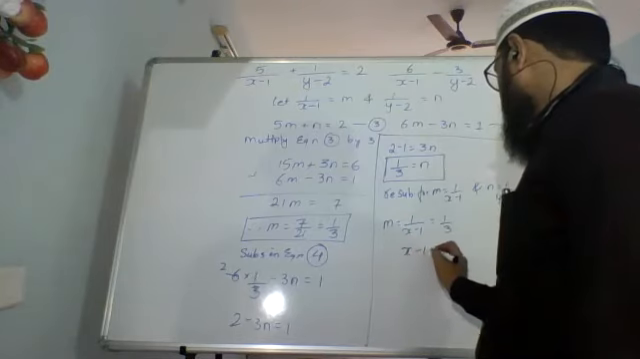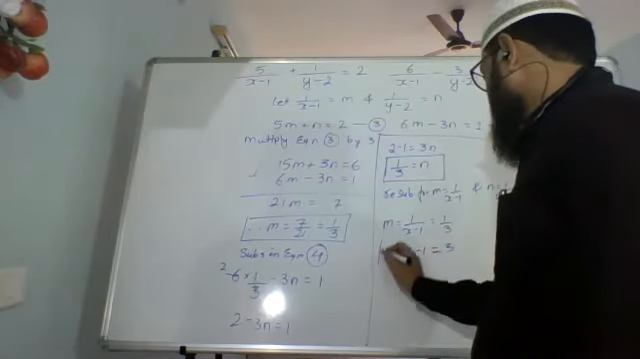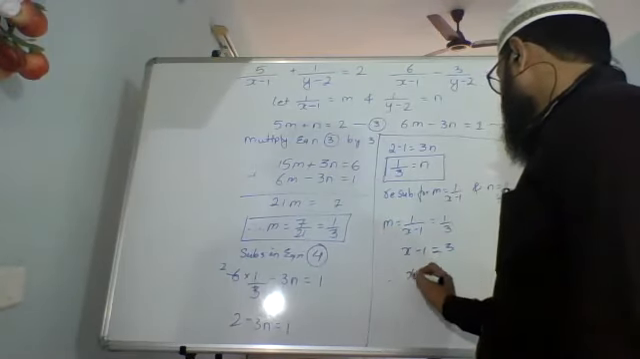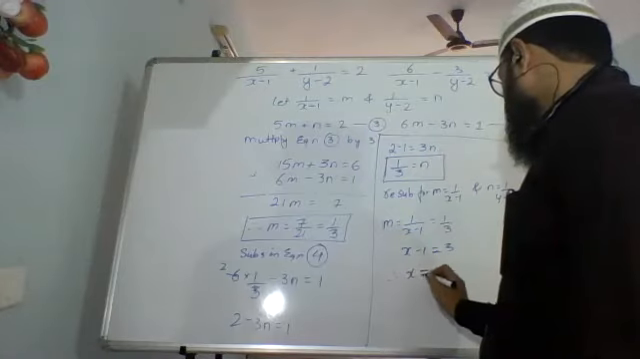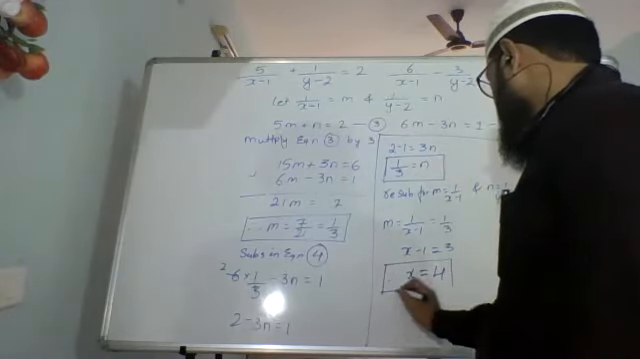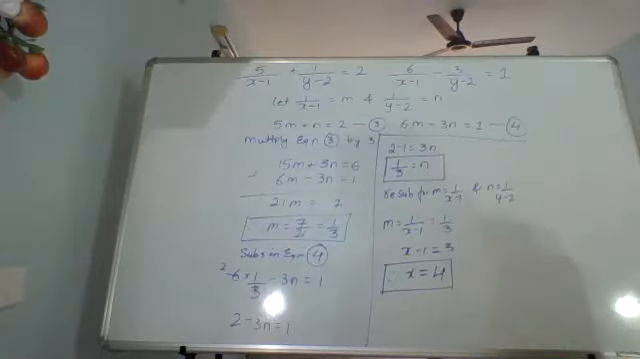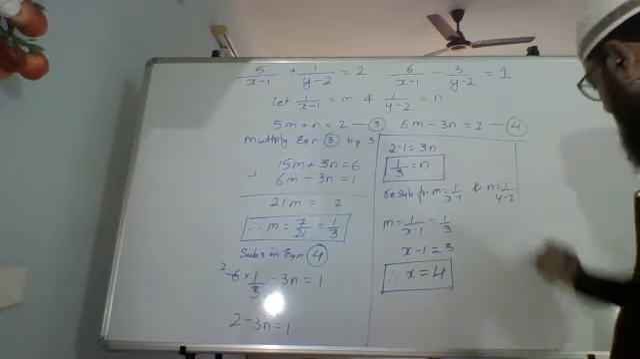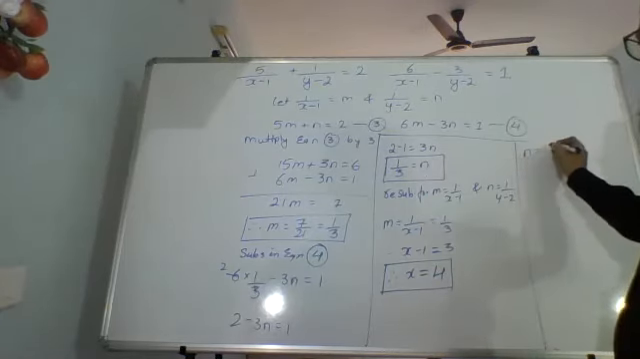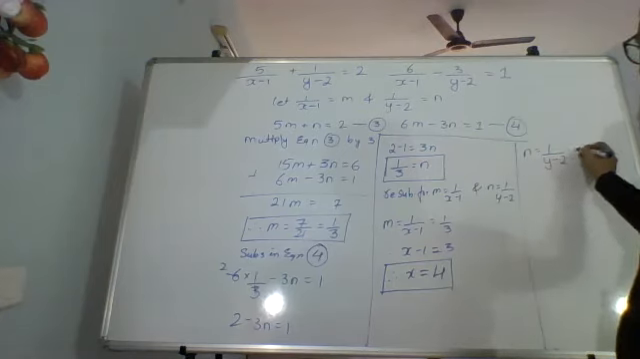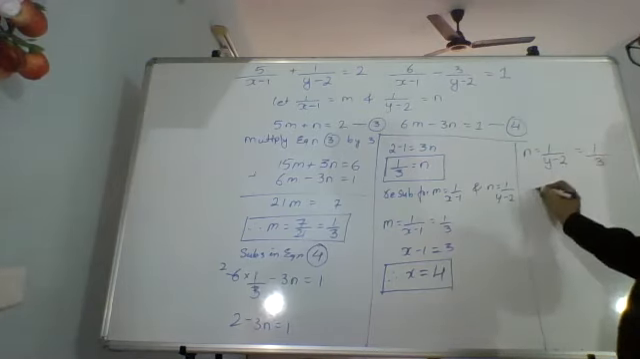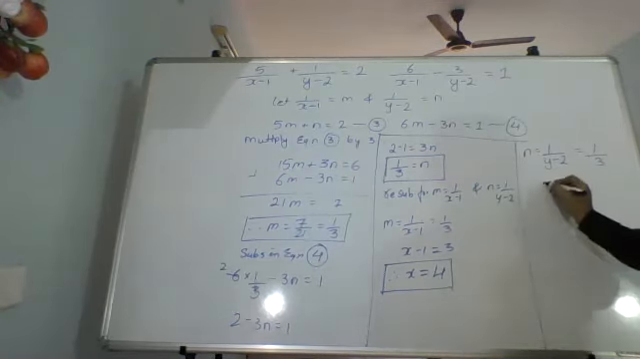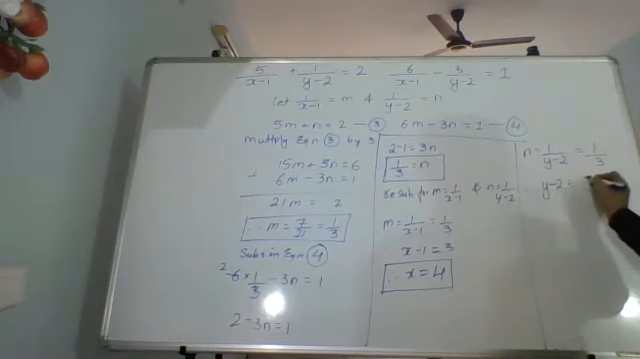Therefore, x minus 1 equals to 3. Therefore, x equals to 3 plus 1, that is 4. Therefore, x equals to 4. Then for y we have n equals to 1 upon y minus 2, which is also equals to 1 upon 3. Therefore, by taking the reciprocals, we will get y minus 2 equals to 3.